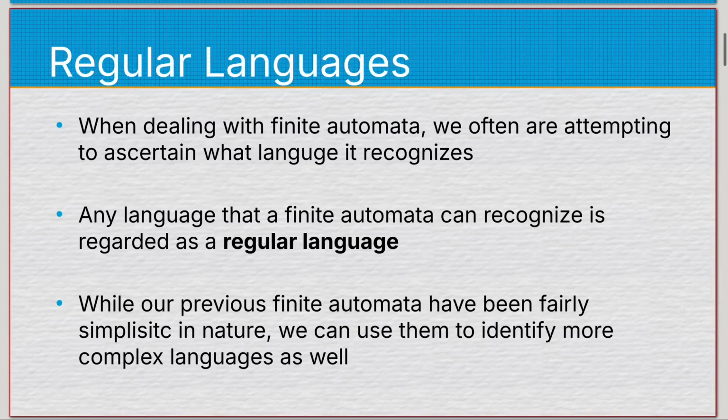Now, when dealing with Finite Automata, we often are attempting to ascertain what language it recognizes. So we want to see what types of strings it accepts, if it accepts any, and basically try to formulate some pattern and quantify that down to an actual language. And any language that a finite automaton can recognize is what we regard as a regular language.